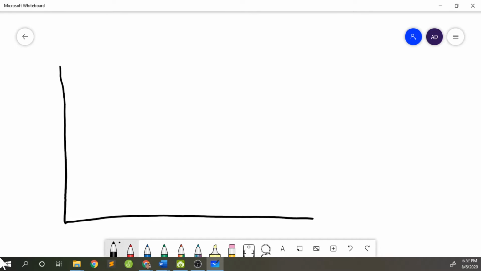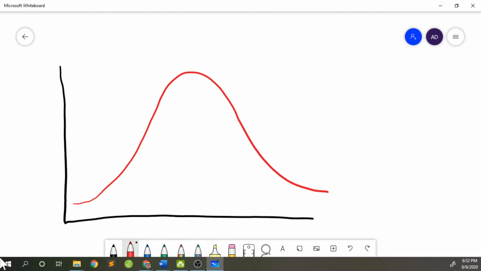One of the cool things about normal distributions is that they have some properties that are consistent from distribution to distribution, and that allows us to know things that otherwise might be sort of elusive. So for example, how much of the data falls under the curve? Well, 100% of it, because that's what the curve represents.